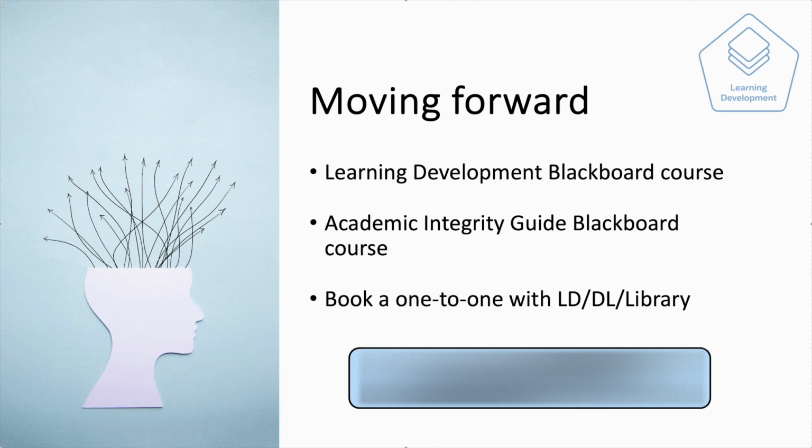And finally, moving forward, head to the Learning Development Blackboard course for step-by-step guides to academic reading, academic writing, referencing, reflection, etc. The Academic Integrity Guide Blackboard course is for citations and references in APA 7th. You can also book a one-to-one with Learning Development to help with academic literacies, with Digital Learning to help with digital pedagogies, and with the library to locate literature.